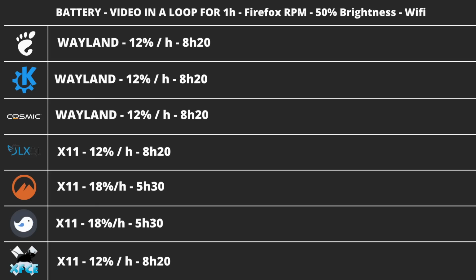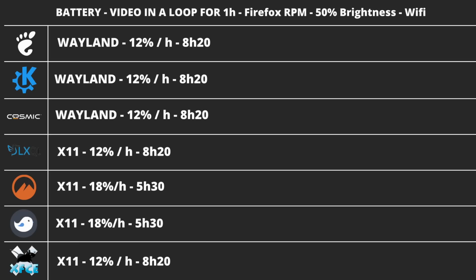Budgie, also on X.org, lost the same 18%, 17.90 something in an hour, so rounding up, it's the same 5 hours and 30 minutes. Cosmic performed on par with GNOME and KDE with 12% lost in an hour, about 8 hours and 20 minutes of battery life, and LXQt was the outlier. It uses X.org in its session, but it only lost 12% of battery for an hour, meaning it's on par with the Wayland desktops, GNOME, KDE, and Cosmic.